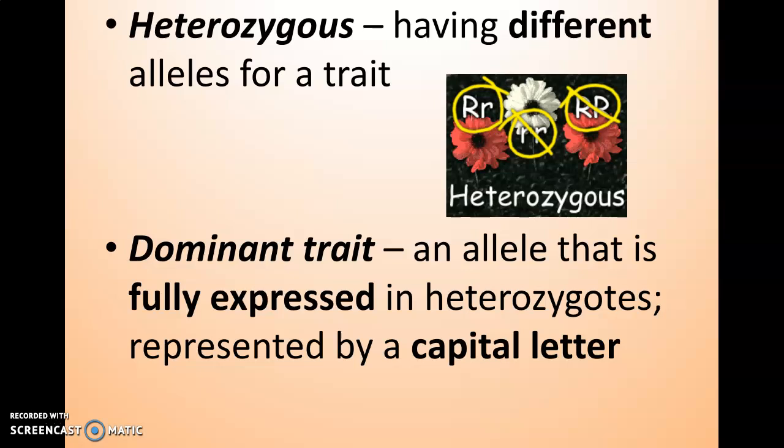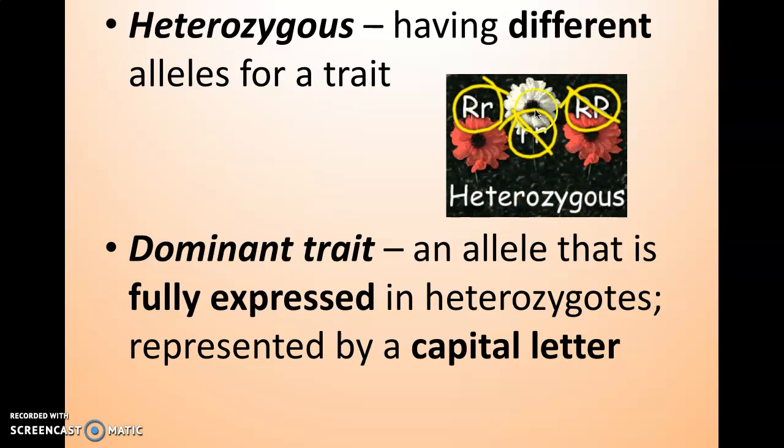But over here, to the left, you see this red flower has the capital R, lowercase r. So it has one version of the trait that codes for red color, and it has one version of the trait that codes for the white color. But because that capital R is there, and that capital R is dominant, this flower looks red and not white, even though it has the white allele.